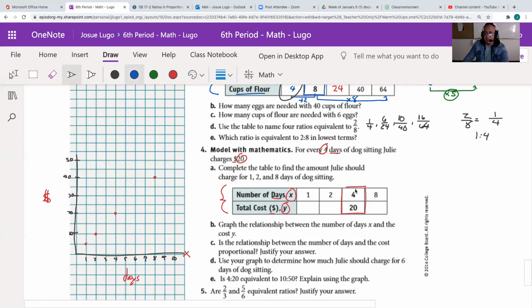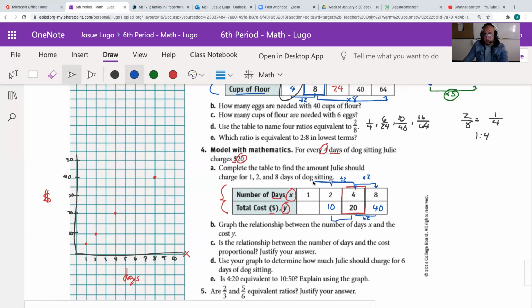So what if we double that? What if instead of sitting for 4 days, she dog sits for 8 days? In other words, we increase it by 2. Well, we have to increase the denominator by 2 as well. 20 times 2 is 40. Well, what if instead of dog sitting for 4 days, she dog sits for 2 days? In other words, we divide it by 2. So 4 divided by 2 is 2. So 20, we have to divide that by 2 as well. It's going to give us 10.